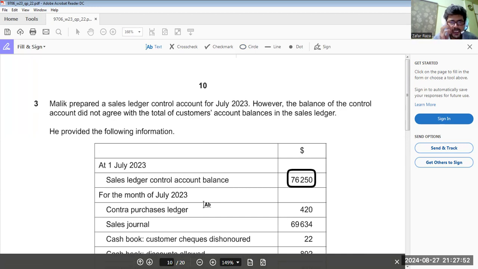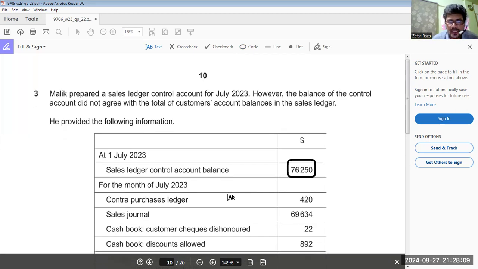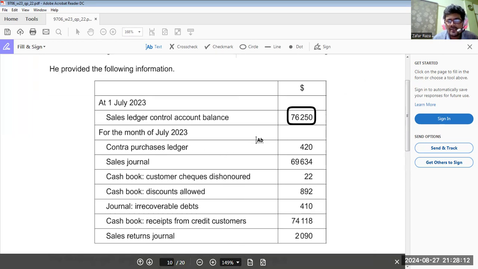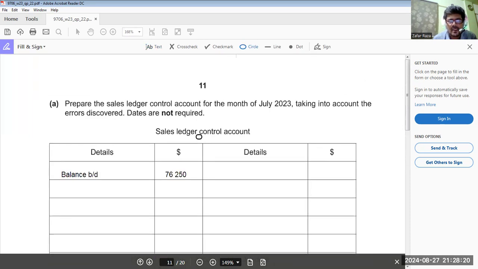Now, all those items which increase accounts receivable, debtors or trade receivable, we are going to debit. And all those items which are responsible to decrease accounts receivable, debtors account or trade receivable account, we are going to credit. See, contra 420. This contra is going to decrease, so we'll report it on the credit side. Contra 420.